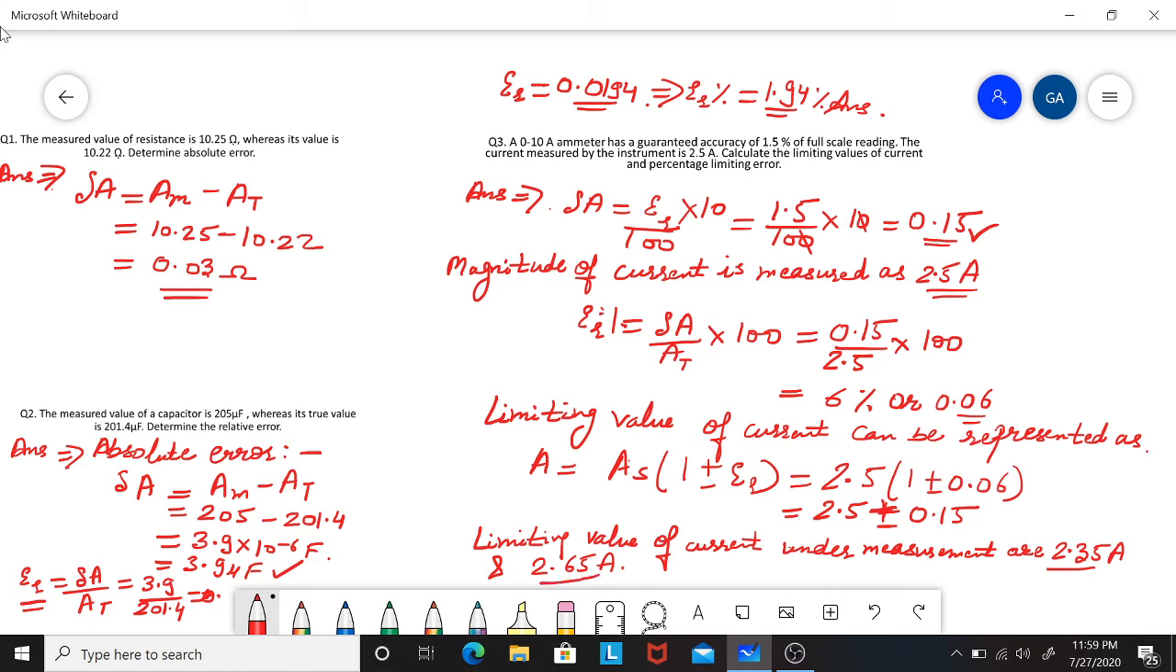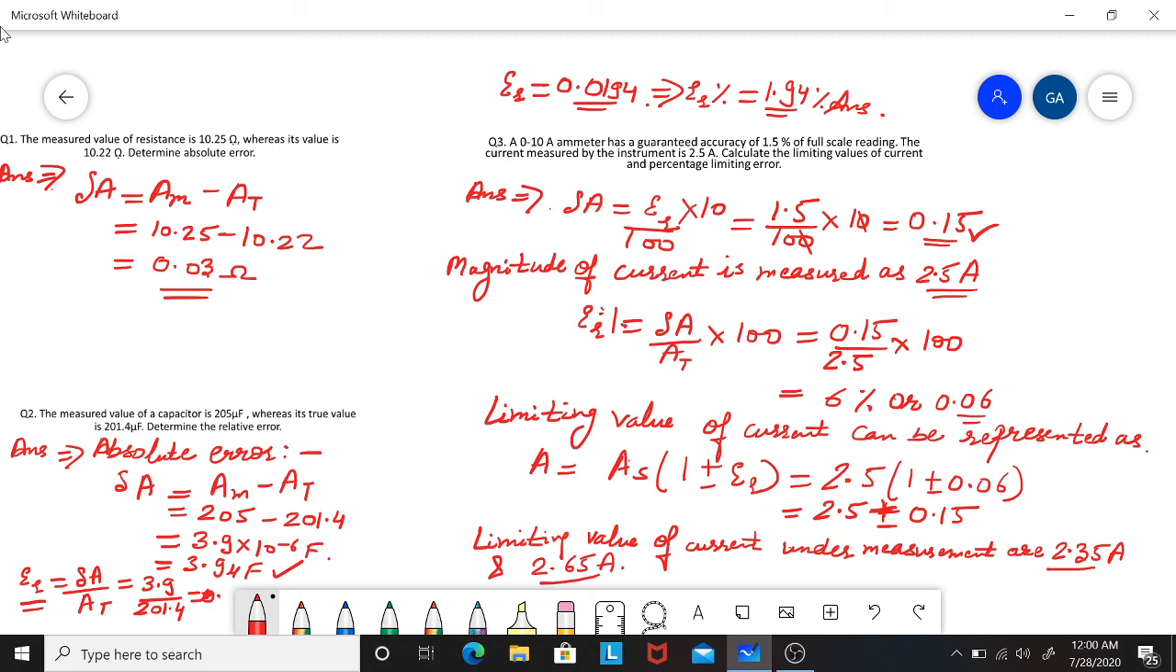Okay, so I hope you were able to understand this numerical. The full scale reading of 0 to 10 ampere was given, on which the percentage error was 1.5%. So we calculated the static error from there, which is 0.15. Now the magnitude of current measured is 2.5 ampere as given in the question, so we again have to calculate the relative error on it. It will be delta A upon A_s multiplied by 100. So again we got 6%, or 0.06 if we are not taking percentage.